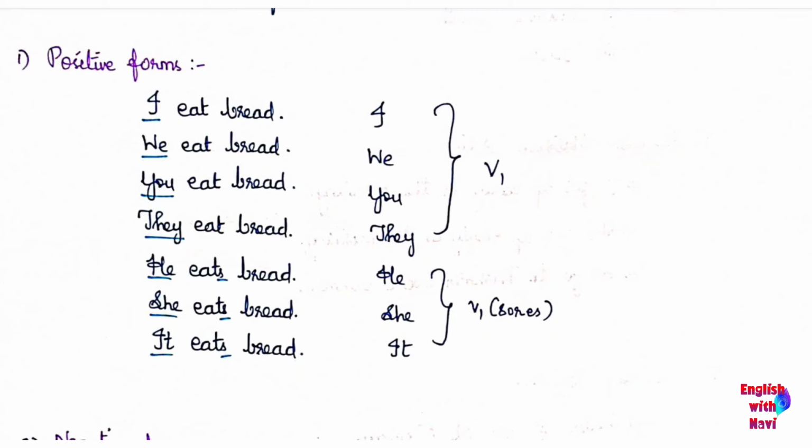Now, the thing that you have to remember here is that from a grammatical point of view, for I, we, you, they, you have to apply V1. For he, she, it, what you have to do is add s or es. Alright, I hope you understood. Let's go to the negative form.